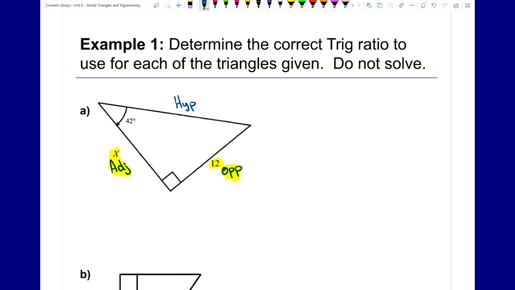Because we're dealing with adjacent and opposite, we have to think what ratio deals with O and A. Well, that would be tan. So we would say tan theta is equal to opposite over adjacent, O over A. For this example, all we want to do is make sure we can choose the correct ratio. We're not going to solve, we're just practicing choosing the correct ratio. So in this case, we'd be using tan.